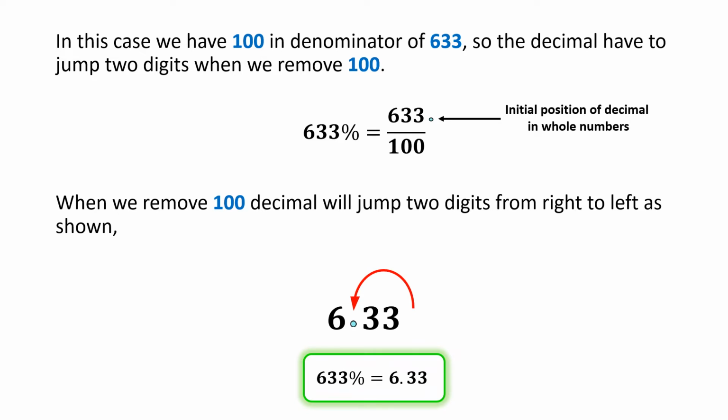In this case we have 100 in the denominator of 633, so the decimal has to jump 2 digits when we remove 100. Therefore, 633% equals 6.33.